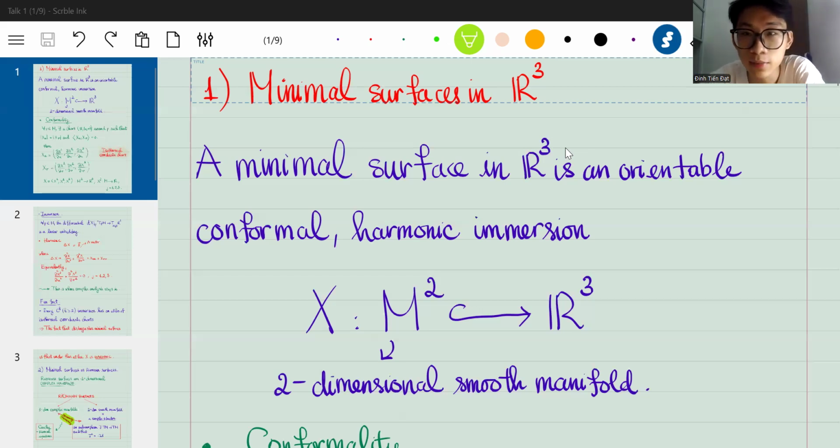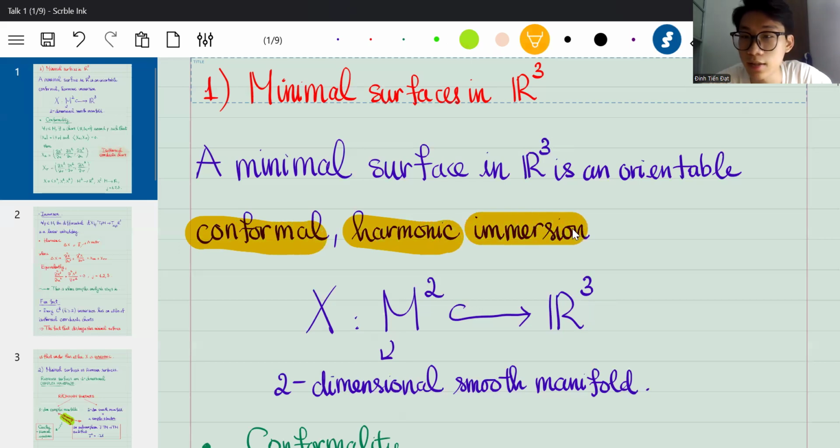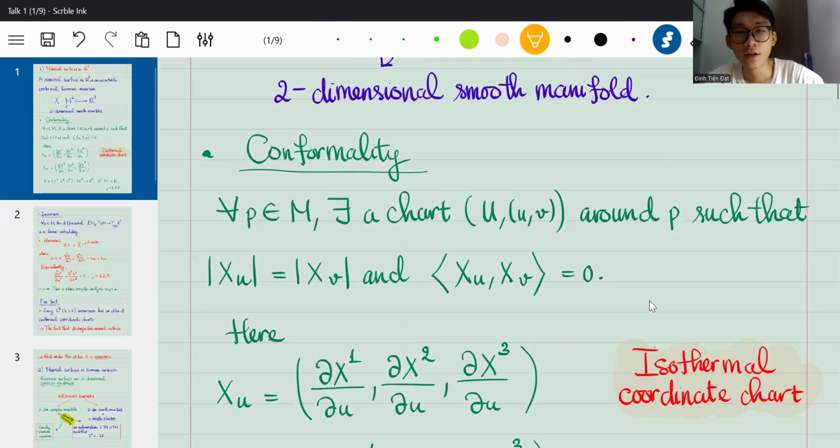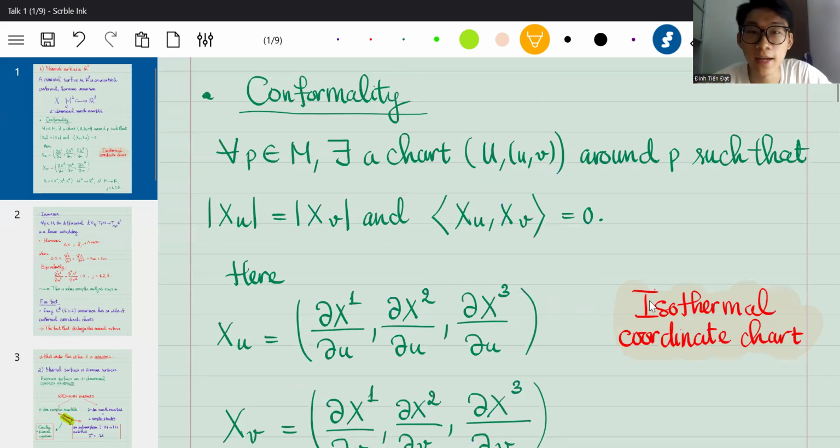Okay, so a minimal surface in R3 is an orientable, conformal, and harmonic immersion from a two-dimensional smooth manifold into R3, right? So now I'm going to explain explicitly what these terms are: conformal, harmonic, and immersion. Okay, so first let's talk about conformality.